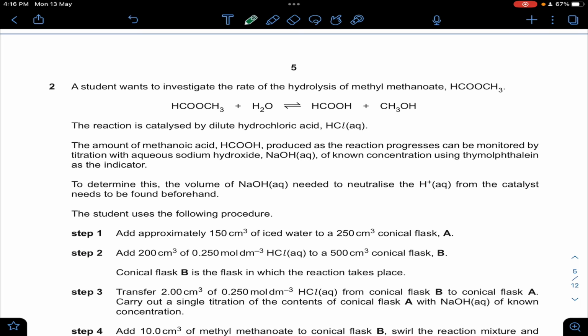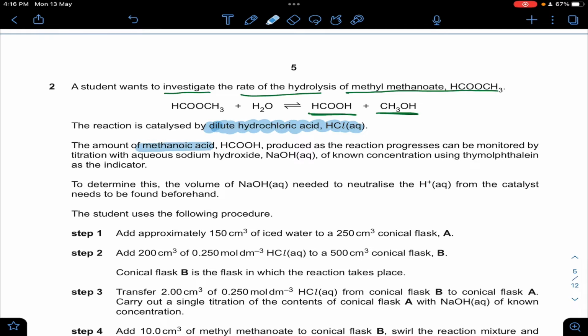Now, question number two, this is related to rate of reaction, and it says that a student wants to investigate the rate of hydrolysis of methyl methanoate. So, methyl methanoate is an ester, and we are hydrolyzing it. On hydrolysis, it will produce methanoic acid and methanol. The reaction is catalyzed by dilute hydrochloric acid. Hydrolysis of ester needs a catalyst, and we are using dilute hydrochloric acid as a catalyst.